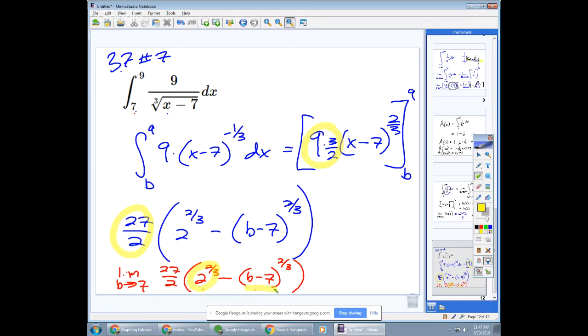Well, we can't plug 7 in. You can always cheat and plug it in and see what happens. If something weird happens, then you've got to numerically evaluate it.